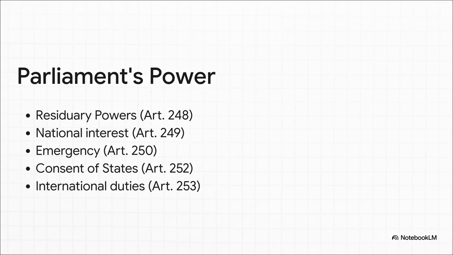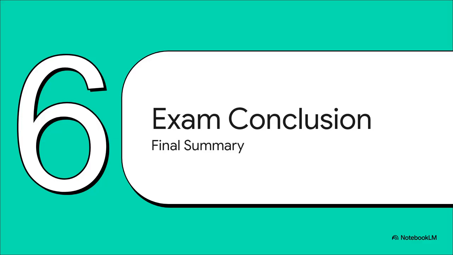Notice how I am reading out every single article without skipping or condensing them? You must do exactly the same in the exam. Drilling into these numerical citations is non-negotiable. If you just write, Parliament can legislate on state matters during an emergency, without actually writing Article 250, you're going to lose marks. The law is precision, students. Show your precision.